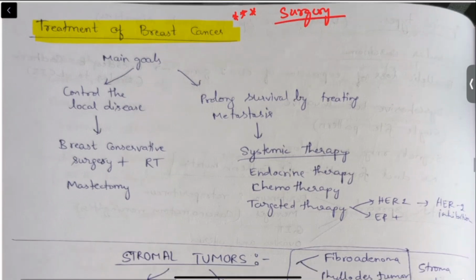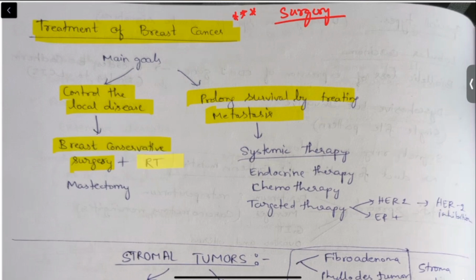Before starting, why should we treat? What is the goal of treating breast cancer? In treating breast cancer, our main goal is to control the local disease and to prolong survival by treating metastasis. So these two are the main goals. One, if the disease is local, we have to control that local disease, and we have to ensure that the patient survives for a longer duration in spite of metastasis. In order to control the local disease, we can choose breast conservative surgeries and radiotherapy.